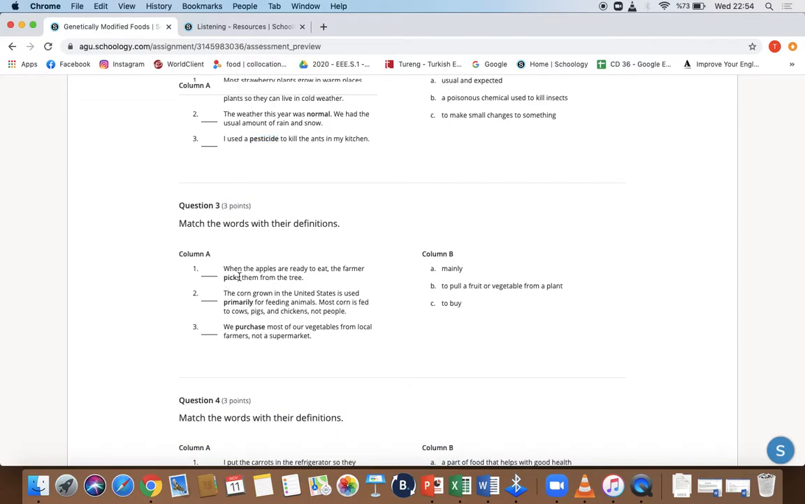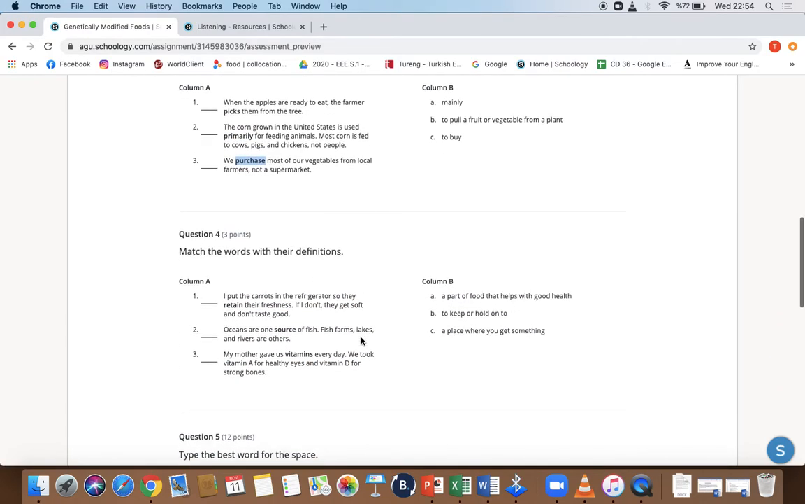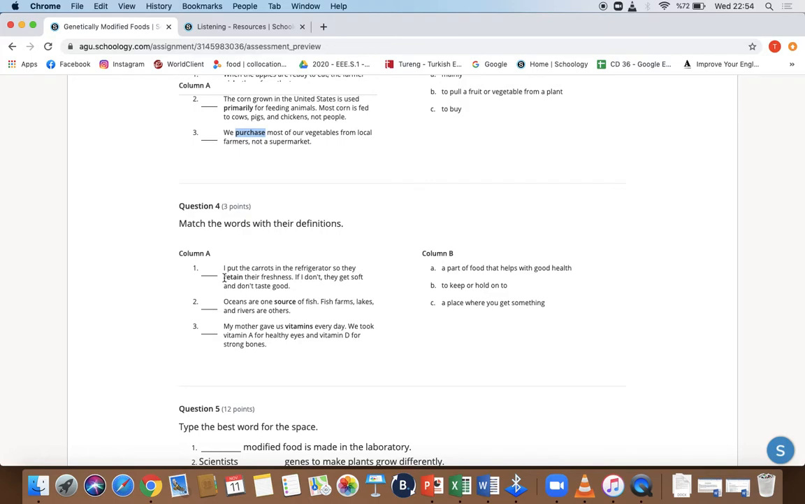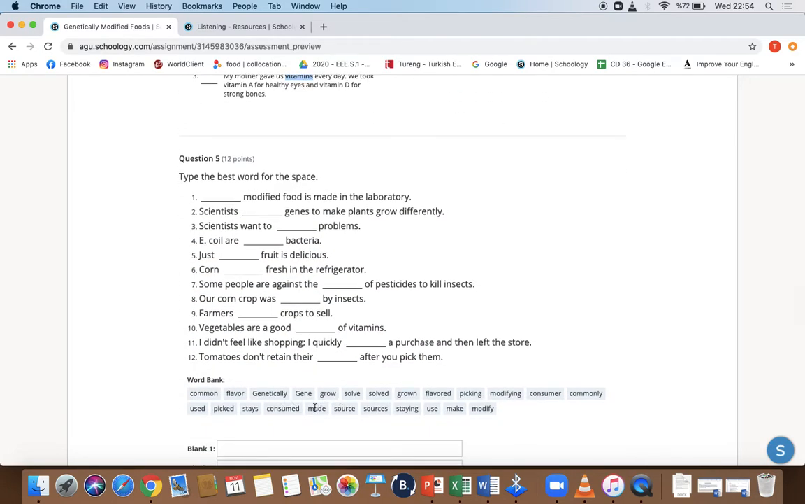Here we have pigs, primarily, and purchase. In part 4, we have retain, source, vitamins. And in the last part, we have many words. You should type the best word for the space.